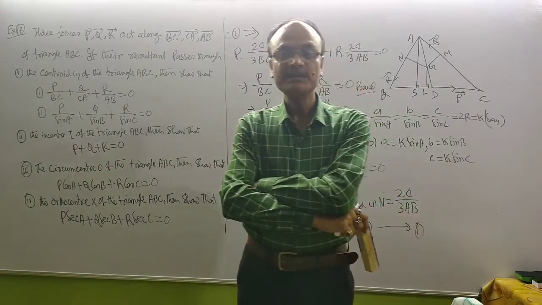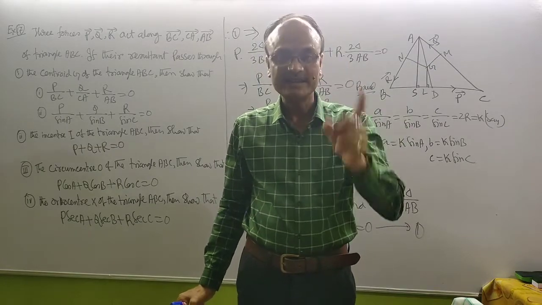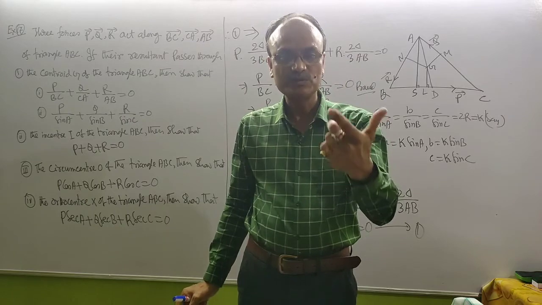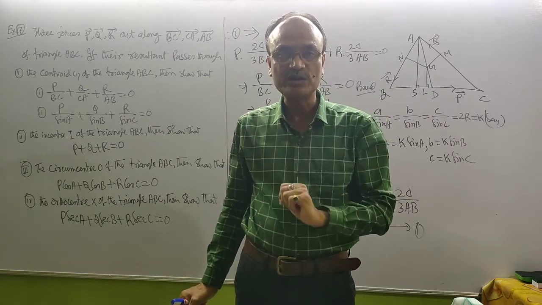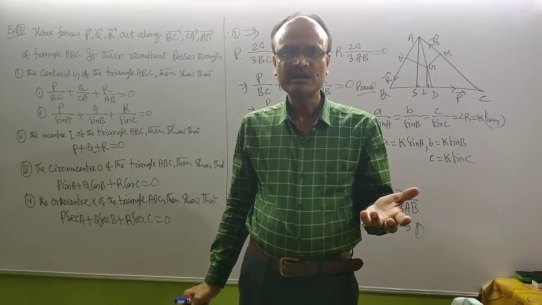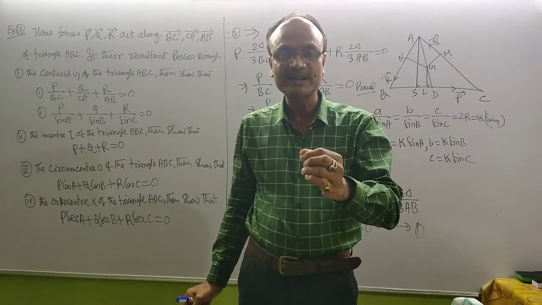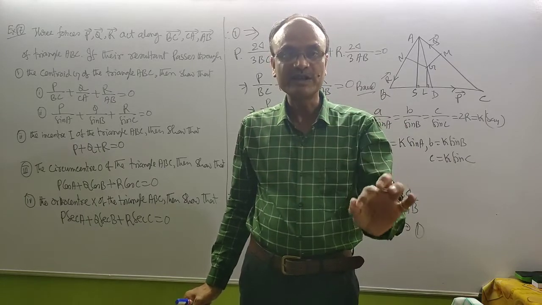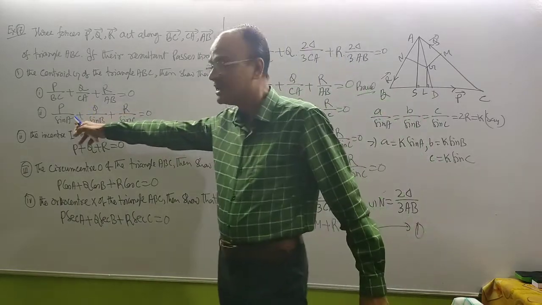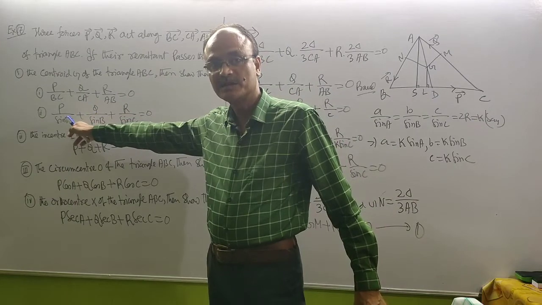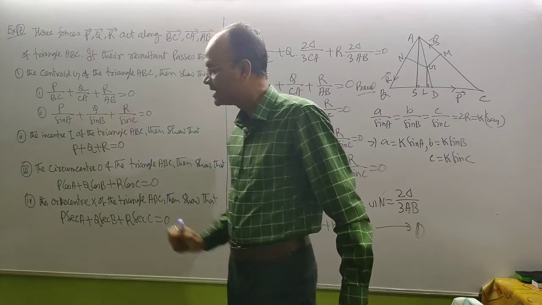This means that if the resultant passes through the centroid of the triangle, then P by a, meaning BC, P by BC plus Q by CA plus R by AB equals 0. From this, you can reduce to P by sin A plus Q by sin B plus R by sin C equal to 0, or P cosec A plus Q cosec B plus R cosec C equal to 0. You may write like this also.